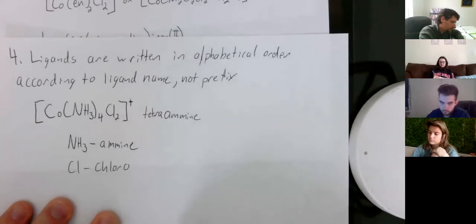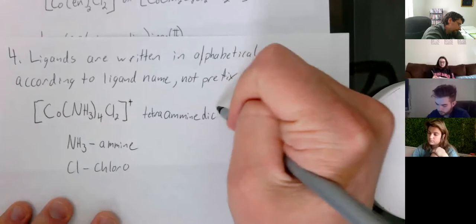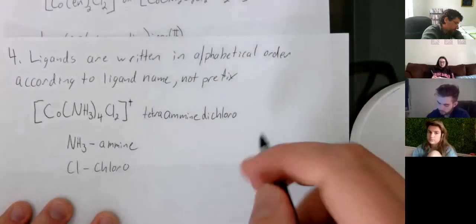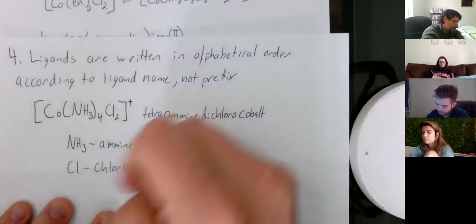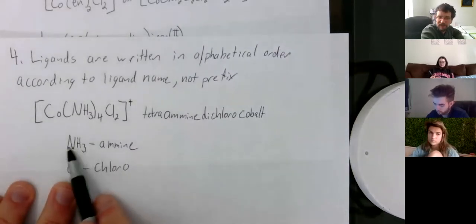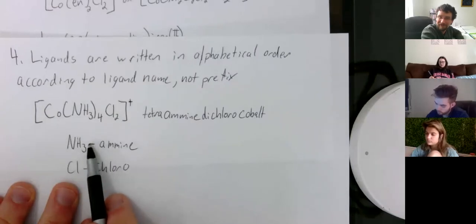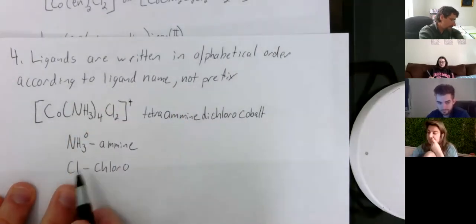Next, dichloro. And then what's going to come at the end? Cobalt. So we got cobalt. We have to determine its oxidation state. What's the oxidation state of the amines? No, that'd be nothing. That's 0 for that guy.